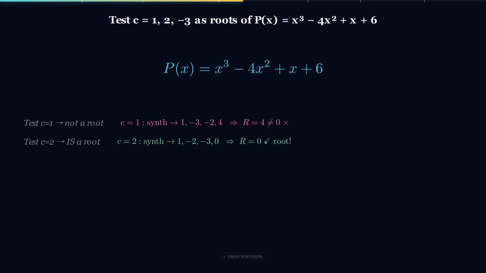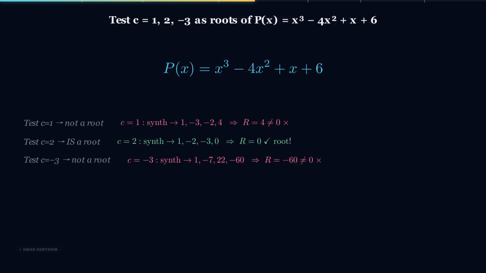Synthetic divide by x minus 2. Tableau: bring down 1. Multiply 1 times 2 equals 2. Add negative 4 plus 2 equals negative 2. Multiply negative 2 times 2 equals negative 4. Add 1 plus negative 4 equals negative 3. Multiply negative 3 times 2 equals negative 6. Add 6 plus negative 6 equals 0. Remainder is 0, so c equals 2 is a root and x minus 2 is a factor of p of x.